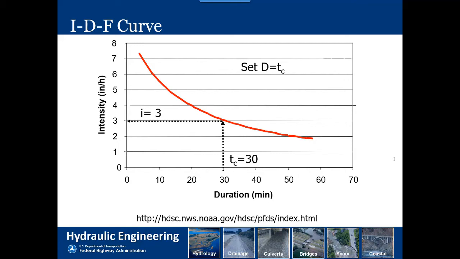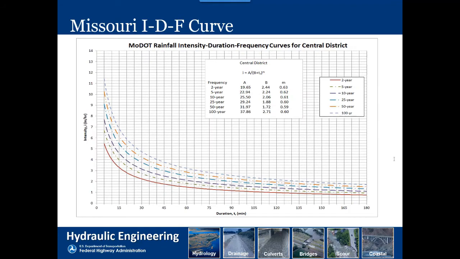If you went to NOAA Atlas 14, or NOAA in general, you could pick a spot wherever you want your site to be, and they will make all of these curves for the 2, 5, 10, 25, 50, 100-year storms, even 200 and 500-year storms, and you can download that. But like I say, MoDOT has their own IDF curves that they develop, so use those. And here is an example of it.